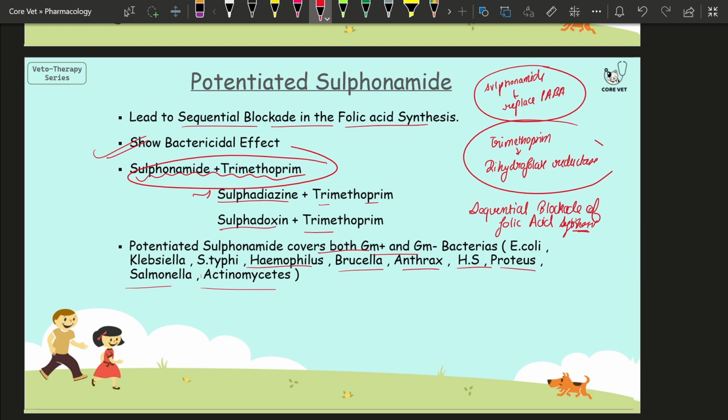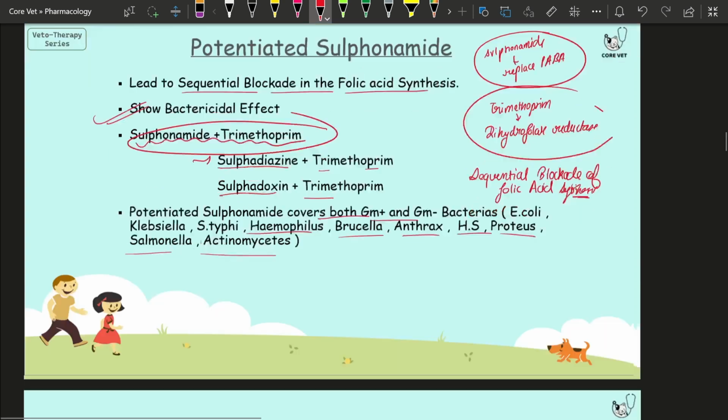Whenever you are going to prescribe the sulfonamide drug, just take care whether the kidney of the particular patient is okay or not, right? So this was all about the sulfonamide.